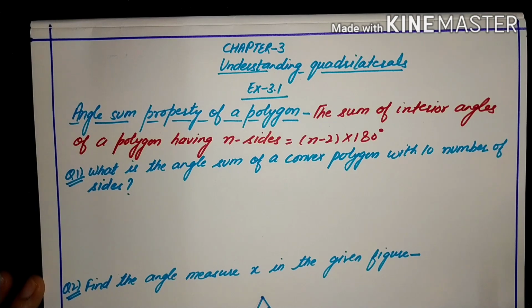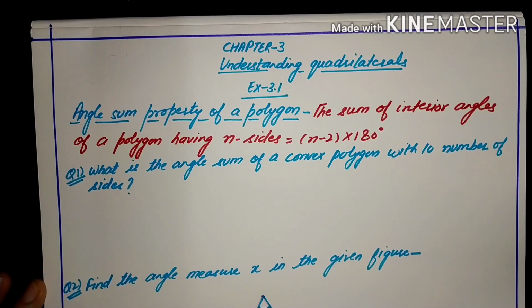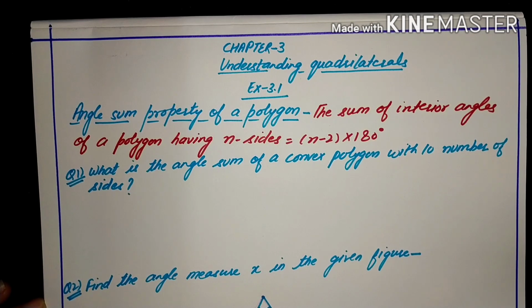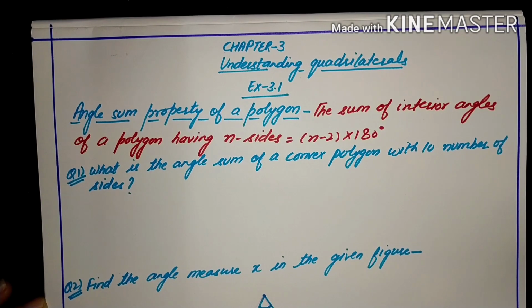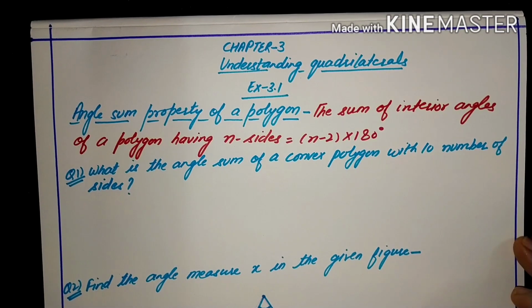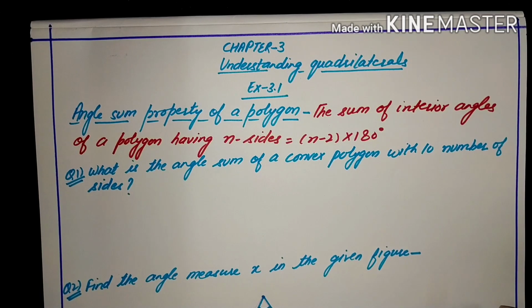Today we are going to continue chapter 3, Understanding Quadrilaterals, Exercise 3.1. Firstly, let us know the angle sum property of a polygon. It says that the sum of interior angles of any polygon having n sides is equal to (n minus 2) into 180 degrees. So let us start with question number 1.